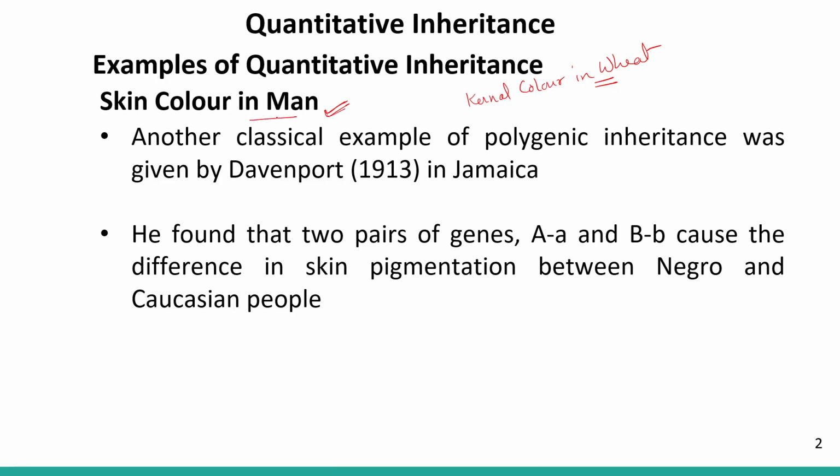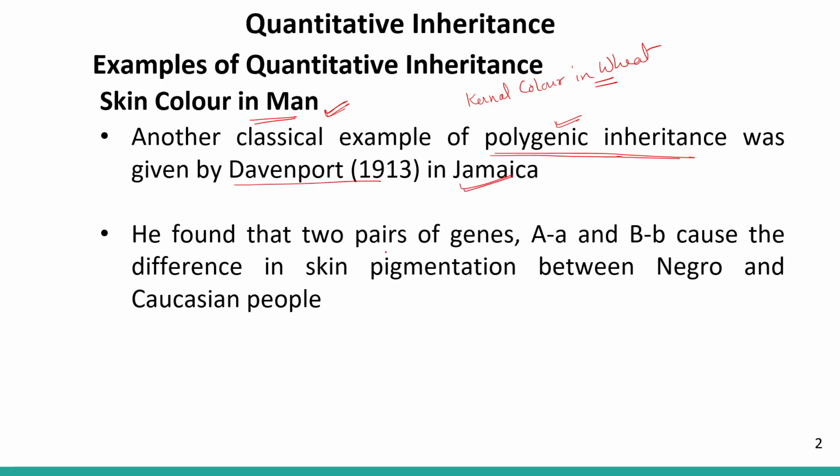Skin color in man. We are taking here the example of skin color in man, a polygenic inheritance. Polygenic inheritance means many genes are involved here. Multiple gene inheritance is also called polygenic inheritance and was given by Davenport in 1913 in Jamaica.